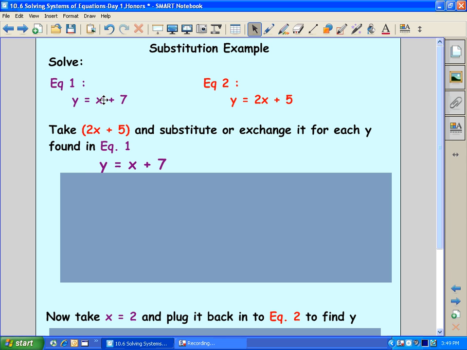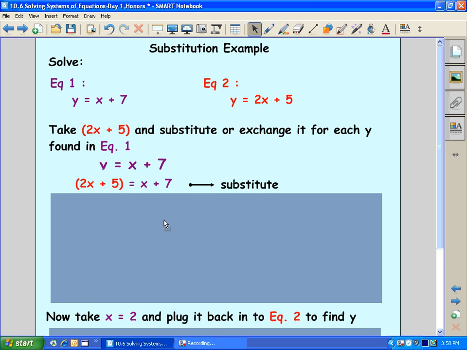Take this 2x plus 5, put it over here. So I'm going to write y equals x plus 7, my first equation. I know y equals 2x plus 5. Now you're used to y being a number. Kind of work with me here for a second. After I plug it in, instead of a y, every time I see a y, I'm going to write 2x plus 5. I only see one y here, so I'm going to write 2x plus 5. Then I just bring down x plus 7.